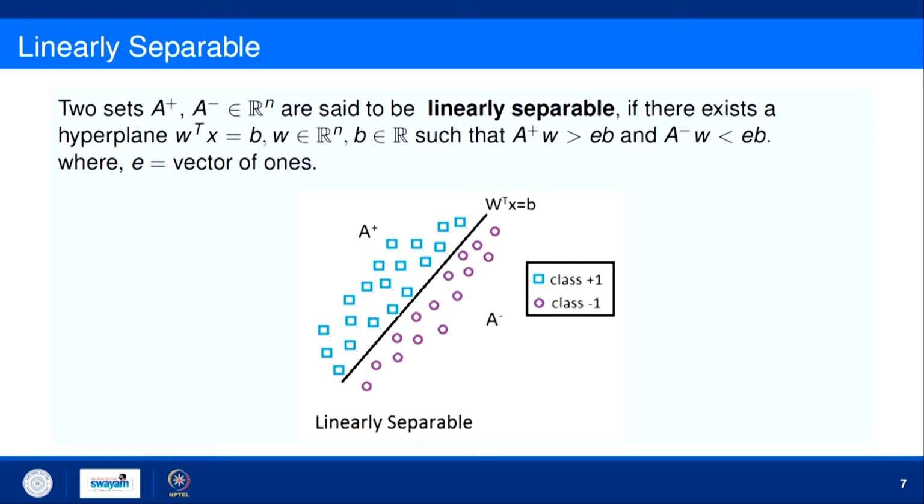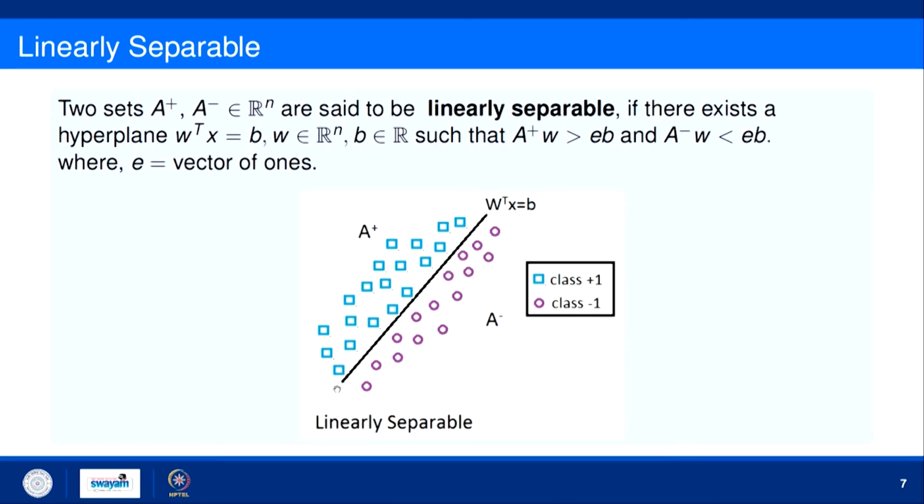These are said to be linearly separable if there exists a hyperplane W transpose x equal to B, where W is in Rn and B is in R, such that for A plus, W transpose x is greater than EB, and for A minus, it is less than EB, and E is a vector of ones. See here, these blue squares denote data points of +1 label, that means A plus class, and these circles denote another class which is of -1 label, denoted by A minus.